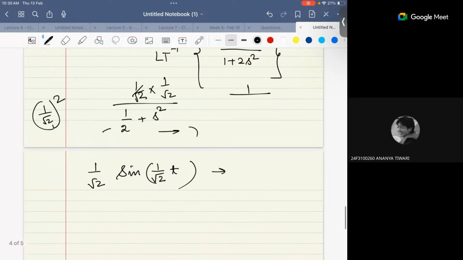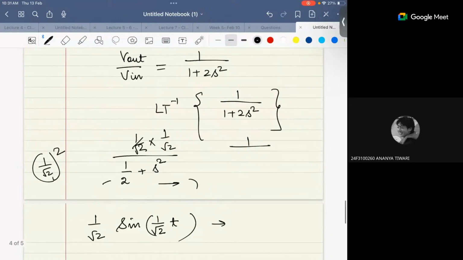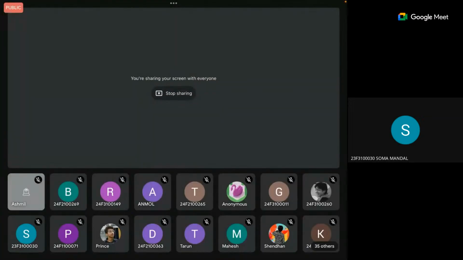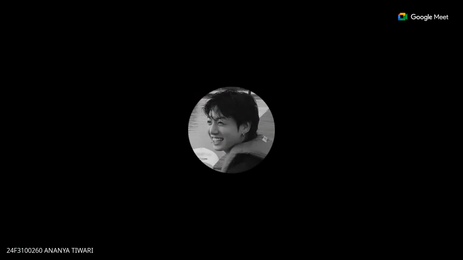Is it clear? This one? If you have to calculate the Laplace inverse of 1 upon 1 plus 2S square, what can we do? We can think of it as a Laplace transform of sine or maybe cos. But after that, your screen has been fixed. Are you writing something? It's not visible to us, sir. Oh, okay, sorry.